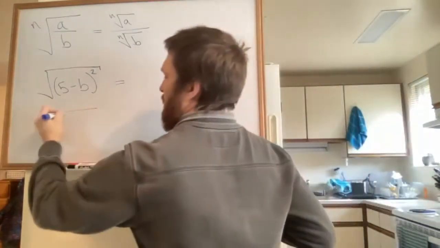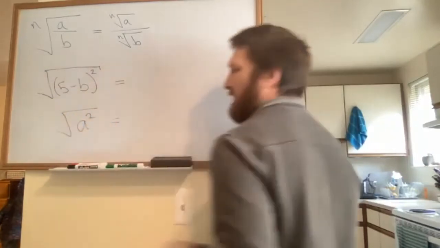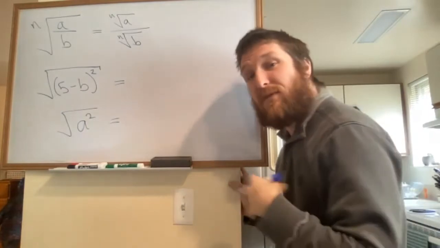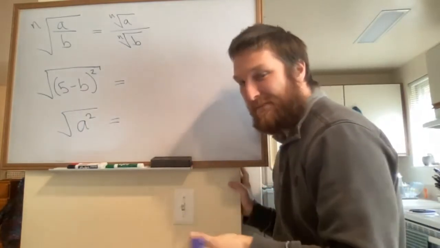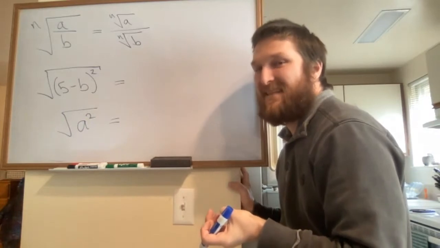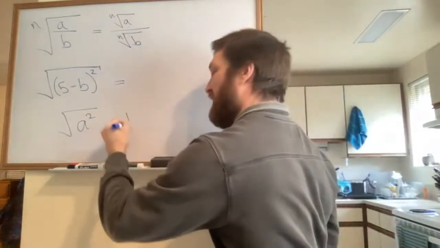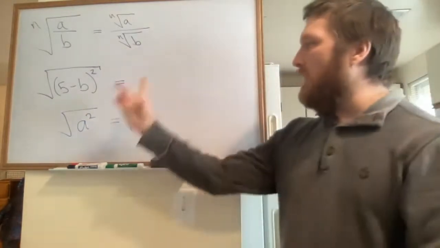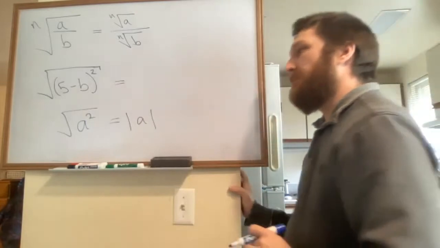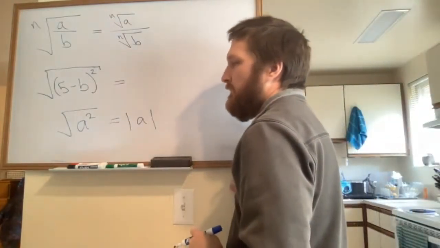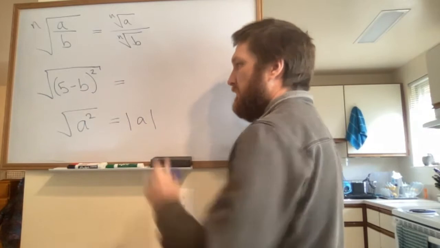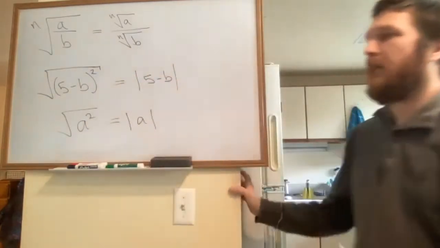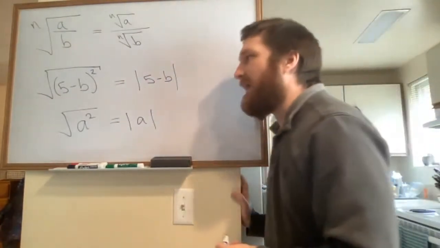Let's do an easier one. What is this? A. Is it A, or is there something we have to do because it's an even root? The absolute value sign. The absolute value of A. Okay. And so by analogy, then, what does this guy have to be? The absolute value of 5 minus B. There you go. That's exactly what that is.